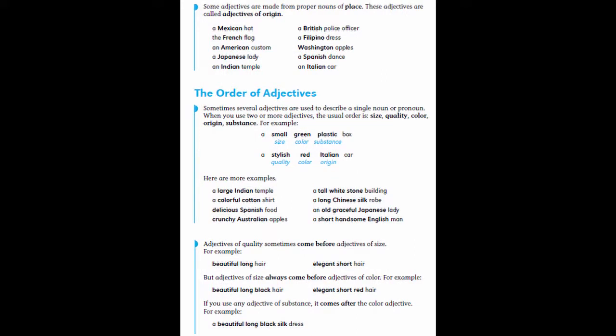So the next page shows us the adjectives of origin. Some adjectives are made from proper nouns of place. These adjectives are called adjectives of origin. I've talked to you about this as well. A Mexican hat, a British police officer, the French flag, a Filipino dress. Here we're using these proper nouns as adjectives to denote the origin of something or where something comes from.